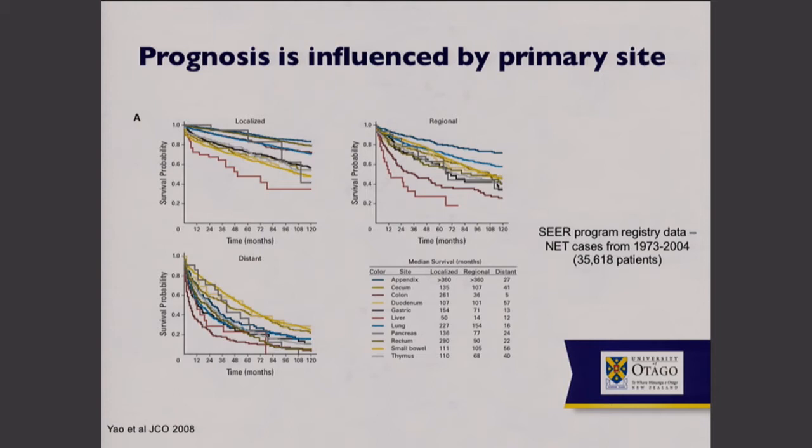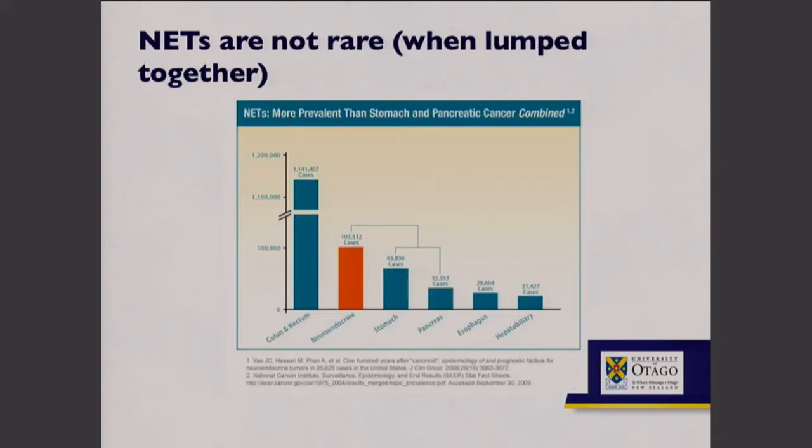Now, because of this long survival, so 250 months on that other graph, NETs are actually not rare. When we look at prevalence, again this is SEER data, and you lump them together, they're actually more common than stomach and pancreatic cancer combined. So there are actually quite a few patients wandering around with these tumours.